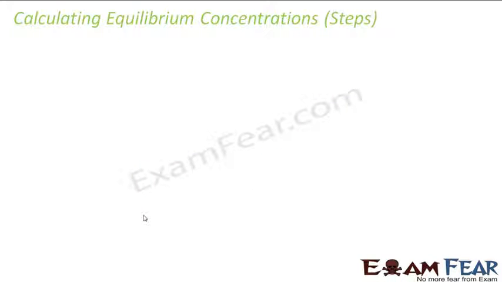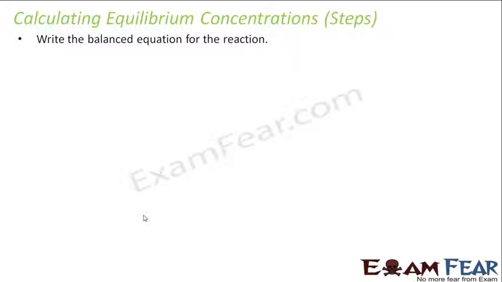Let's understand the steps which we'll use to find the equilibrium constant. We told that the Kc value is used to find the equilibrium concentration. In fact, we have solved a couple of examples also. Let's formalize this and understand the steps we use to find the equilibrium concentration. The first thing you do is you write the balanced equation. Balanced equation for the reaction is a must.